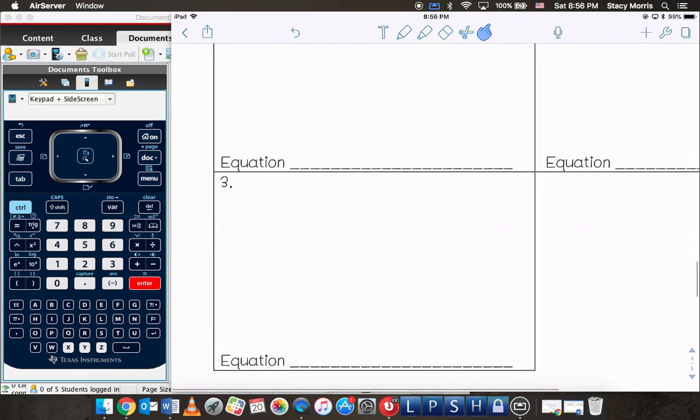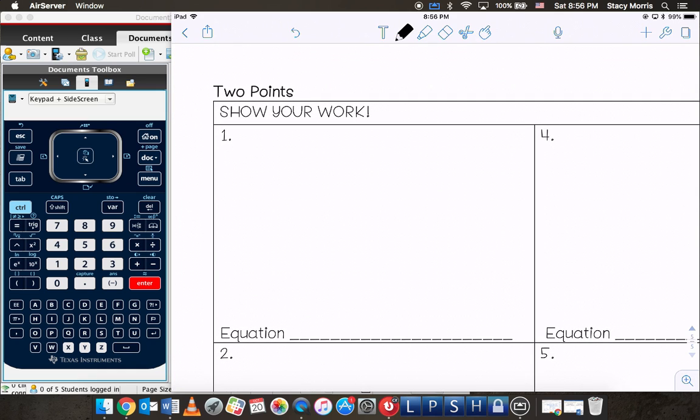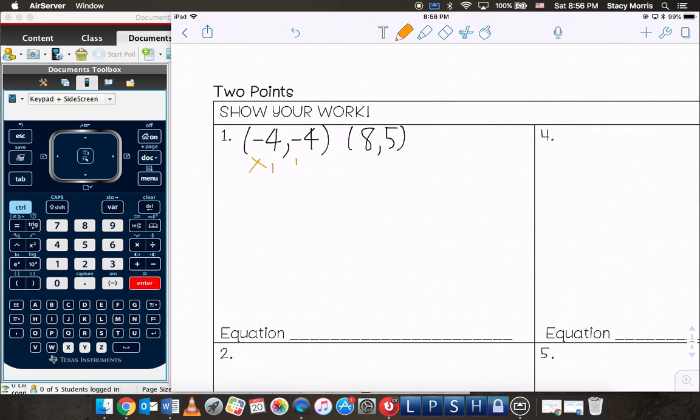So I'm going to go on my paper to the 2-point section. We're going to write our 2 points: -4, -4, and 8, 5. And I'm going to label them how they had them. So they had x1, y1, x2, y2.